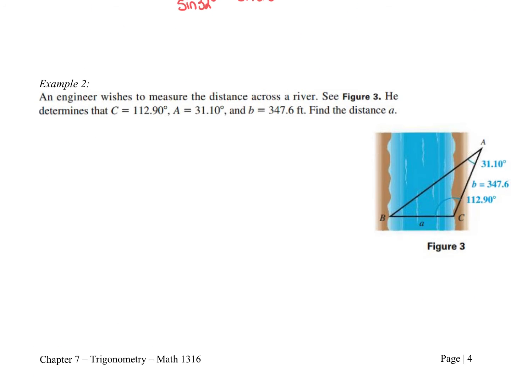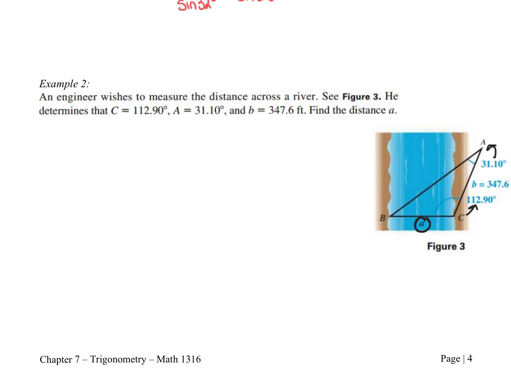In the next problem, they're so nice. They give you a picture. Be aware that not all problems come with pictures, but this one does. It says an engineer wants to measure the distance across a river, so it really just wants this letter A right here. And it says that he determines an angle C, that's angle C right there, 112.9 degrees, and that angle A right here is 31.1 degrees, and side B is 347.6 feet. Find the distance of A.